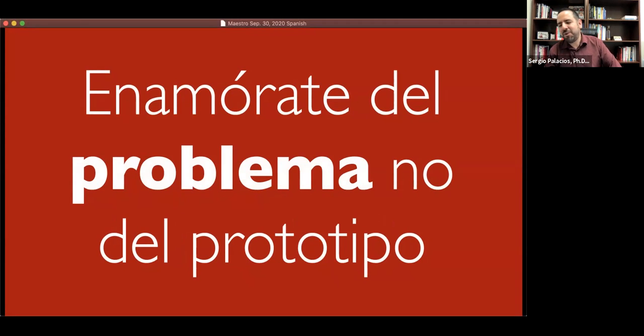A mí me encantan los prototipos, como les conté, usamos incluso plastilina o Play-Doh, porque es una manera súper fácil y rápida de crear versiones de nuestro producto. Como vieron en Amazon lo usan también, aunque tienen millones y millones de dólares, es la manera más rápida de hacerlo.